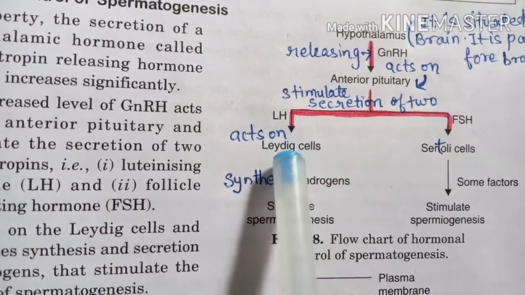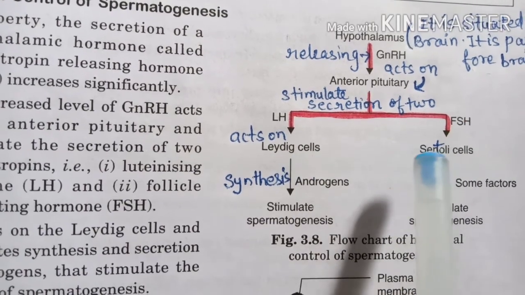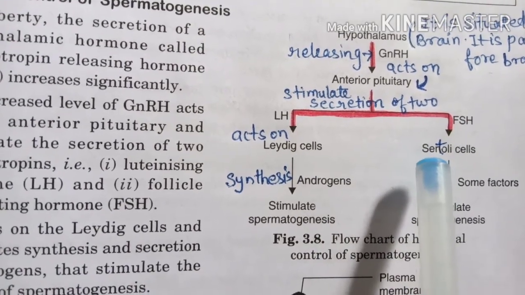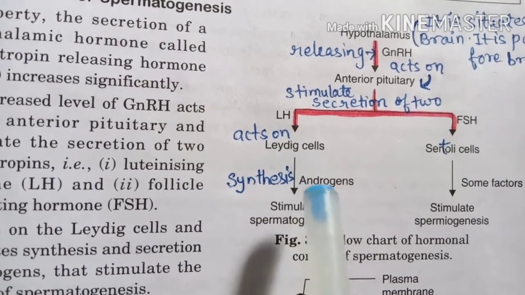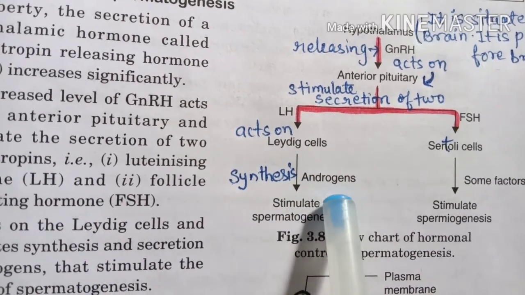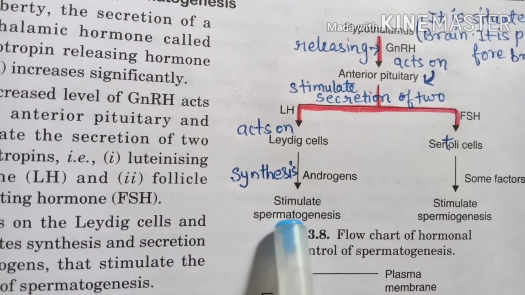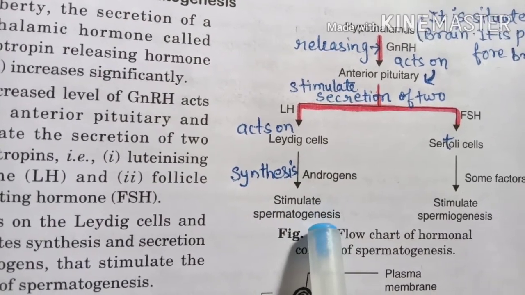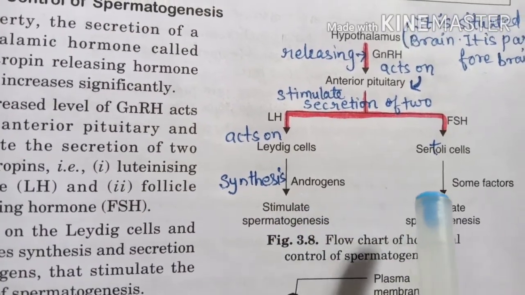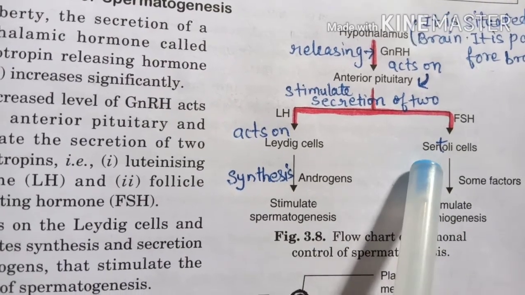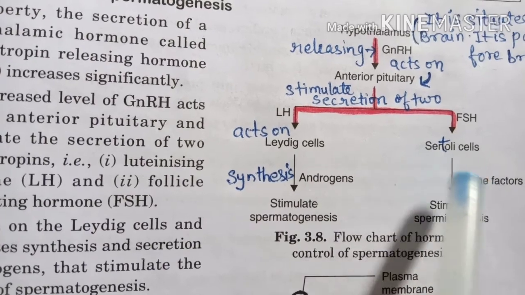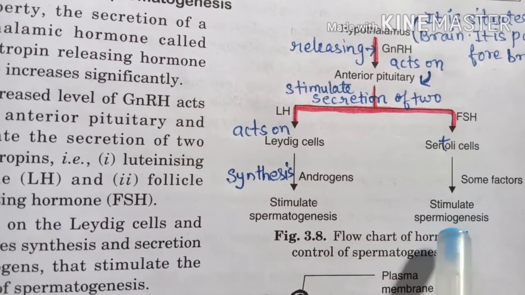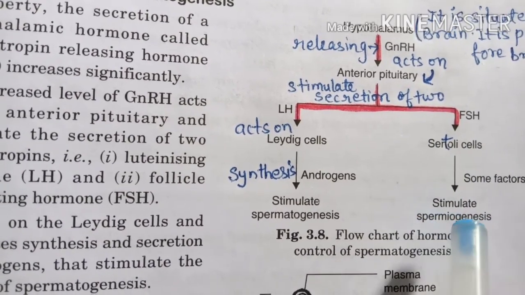Now LH acts on Leydig cells and FSH acts on Sertoli cells. LH acts on Leydig cells, which synthesize androgens for the process of spermatogenesis and stimulate it. And FSH acts on Sertoli cells, which synthesize some factors and stimulate the process of spermiogenesis.